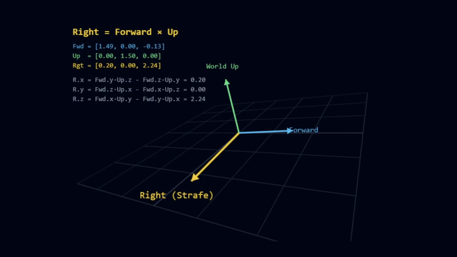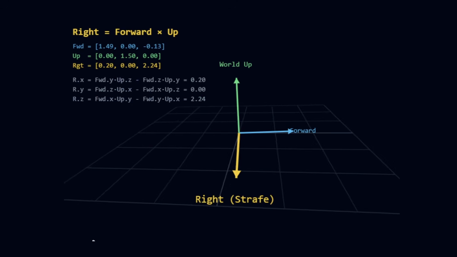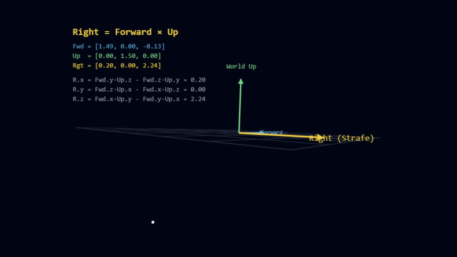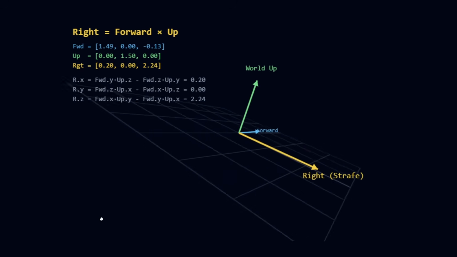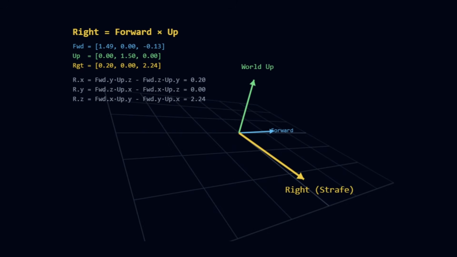Finally, let's look at player movement and cameras. Say you are programming a custom first-person camera. You know your forward vector, the direction the player is looking. You also know the world's up vector. But if the player presses the D key to strafe right, how do you know which way right actually is? You just calculate the cross product of the forward vector and the up vector, and you instantly have your right vector, allowing your player to cleanly strafe side to side.